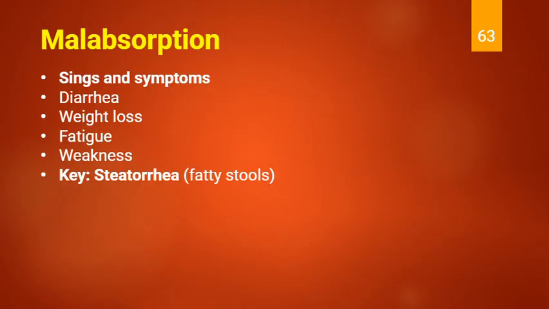Malabsorption commonly causes diarrhea and nutritional deficiencies. Because nutrients are not absorbed properly, patients may experience weight loss, fatigue, and weakness. One important sign of fat malabsorption is steatorrhea. Steatorrhea refers to stools that contain excess fat. These stools are often bulky, pale, foul-smelling, frothy, and may float in the toilet. Patients may also develop symptoms related to vitamin deficiencies such as anemia, bone pain from vitamin D deficiency, or easy bruising from vitamin K deficiency.